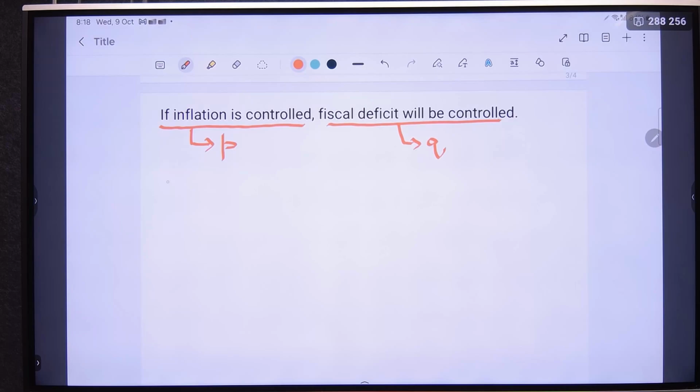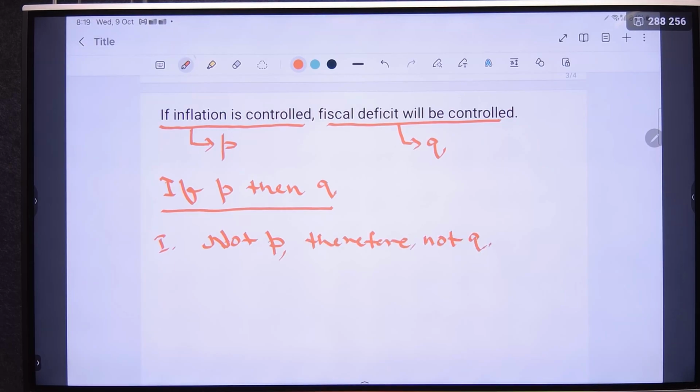Now if P then Q, this is our main statement. If P happens, then Q happens. If P, then Q. Now there will be scenarios. What is the first scenario? Not P. When I say not P, it means P does not happen. That means inflation is not controlled. Therefore, not Q. Inflation not controlled, fiscal deficit will not be controlled. Sorry, I was at number 2, I put it at number 1. Anyway, so not P, therefore not Q.